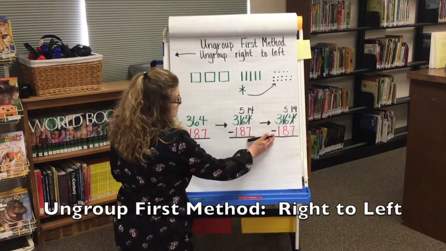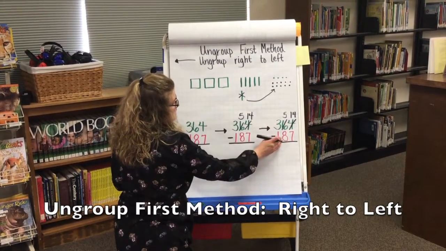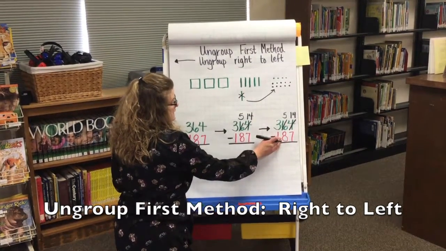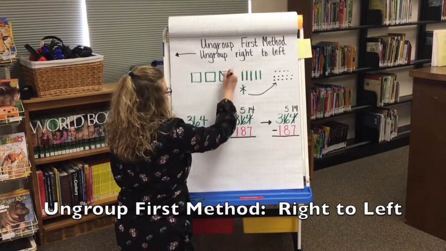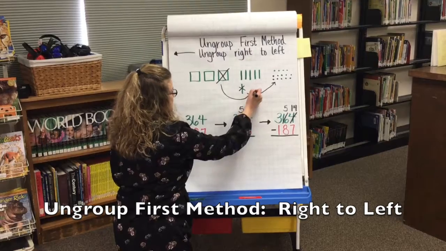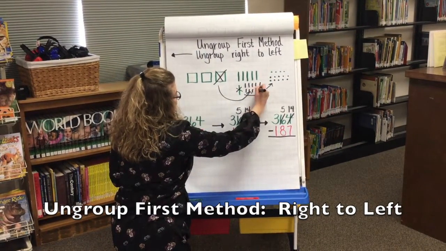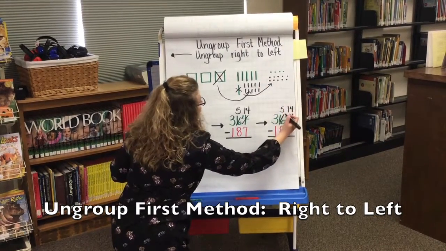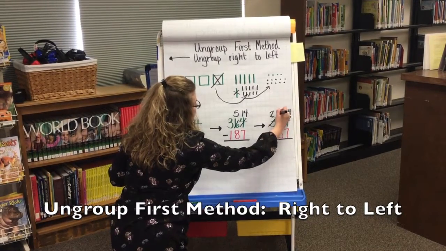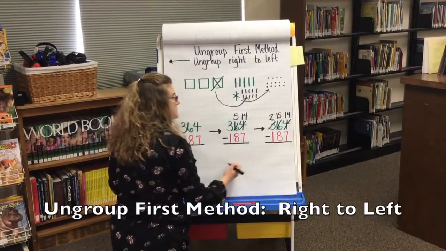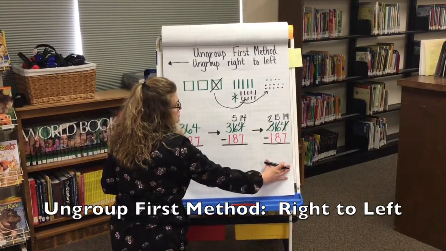I'm now going to look at the tens, and I'm going to ask myself, do I have enough tens to take 8 away? I do not. I need to ungroup a 100 and make 10 tens. I now have 200s and 15 tens. I've done all of my regrouping. I can start to do my subtracting.